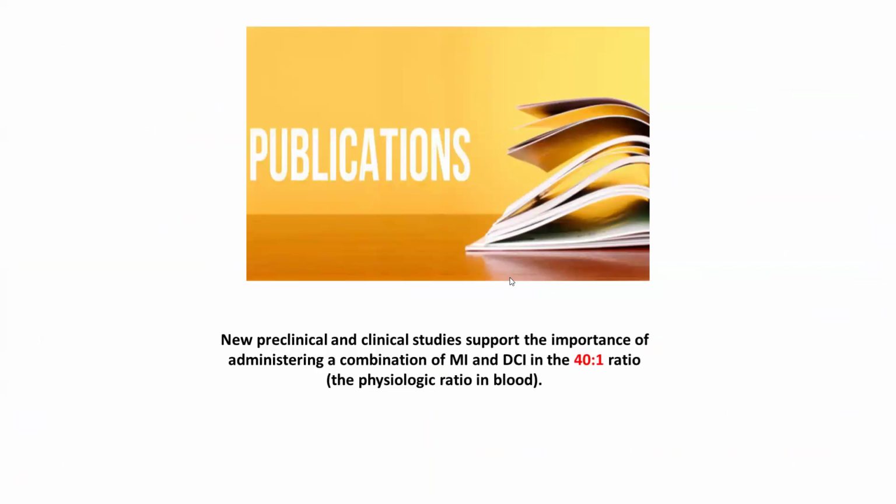These are important physiologic and pathophysiologic functions of myo-inositol and D-chiro-inositol in normal ovaries, in PCO patients, and in insulin target organs versus the ovary, as you have already seen. But what about publications? New preclinical and clinical studies support the importance of administering the combination of myo-inositol and D-chiro-inositol in a 40 to 1 ratio, which is the physiologic ratio in the blood.